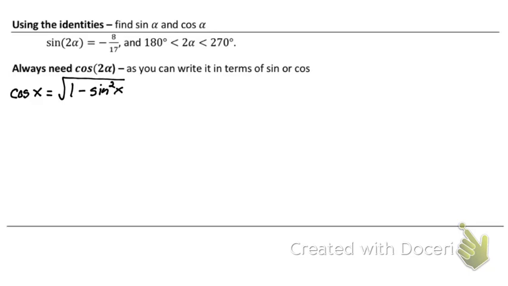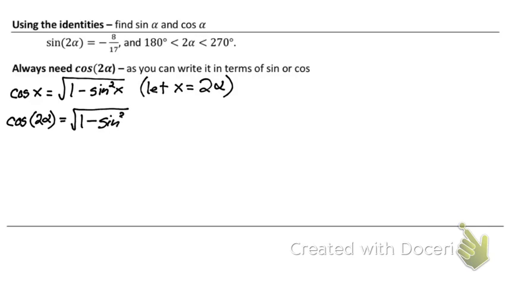What we are going to do here is let x equal 2α, because x and 2α are just placeholders. So I'm going to replace both those x's with 2α. Which should mean cosine of 2α equals the square root of 1 minus sine squared 2α.